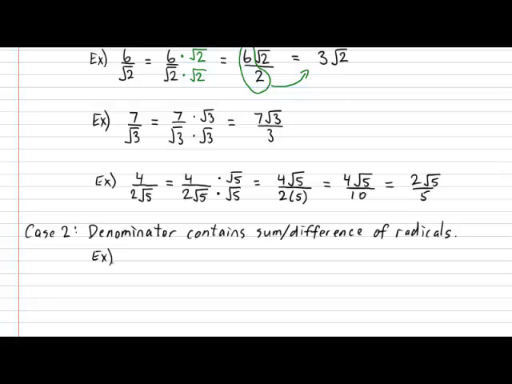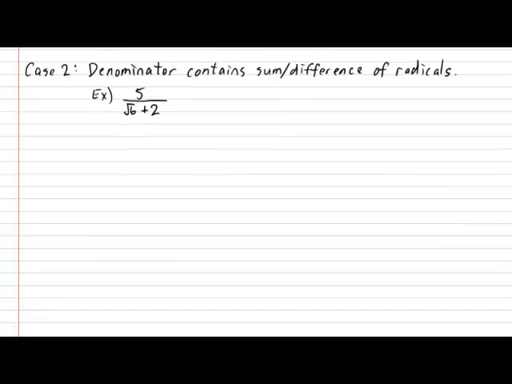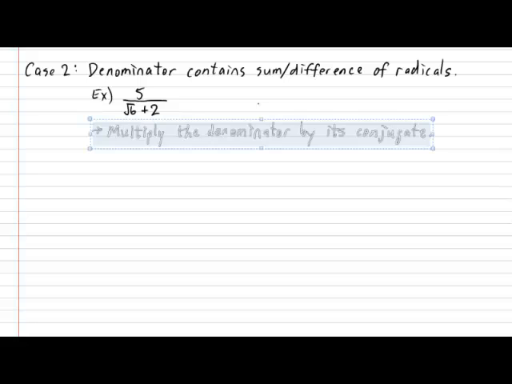Example, suppose I have 5 over root 6 plus 2. As you can see, the denominator contains more than just a single radical. Well, this situation is actually very easy to handle. The only thing we really have to do is the following. Multiply the denominator by its conjugate.